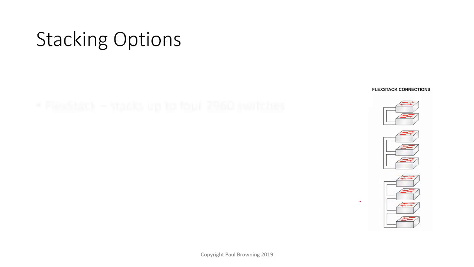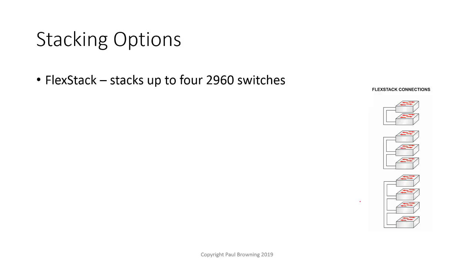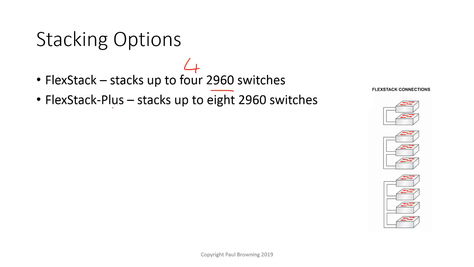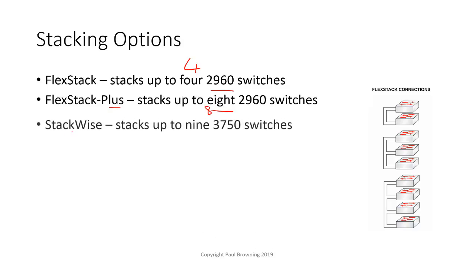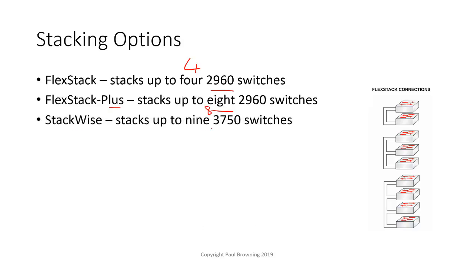One of the advantages is increased port capacity, because it aggregates the capacity of the ports. You'll probably, if anything, get asked some of the options, like what does FlexStack offer? Well, it's 4 2960 switches, plus gives you 8. StackWise is up to 9, but this is a higher model. This is the 3750 range, and probably higher models also.